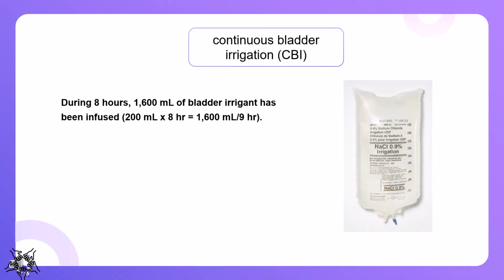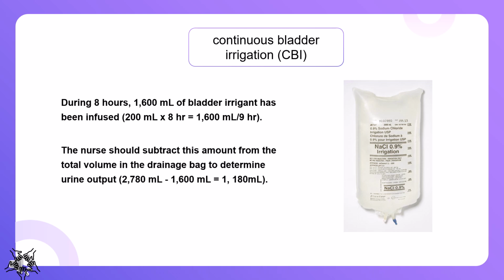During 8 hours, 1,600 milliliters of bladder irrigant has been infused. 200 milliliters times 8 hours equals 1,600 milliliters. The nurse should subtract this amount from the total volume in the drainage bag to determine urine output. 2,780 milliliters minus 1,600 milliliters equals 1,180 milliliters. Total urine output is 1,180 milliliters.